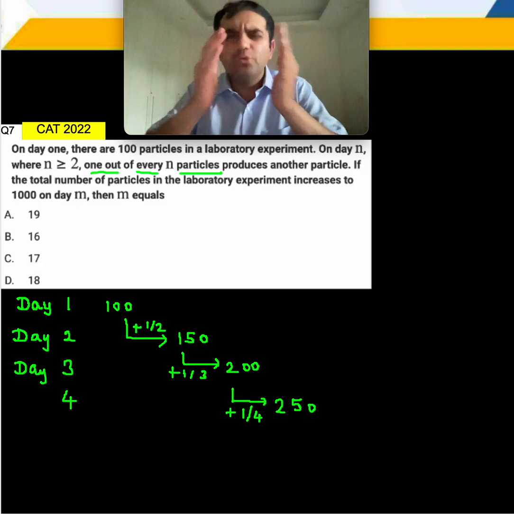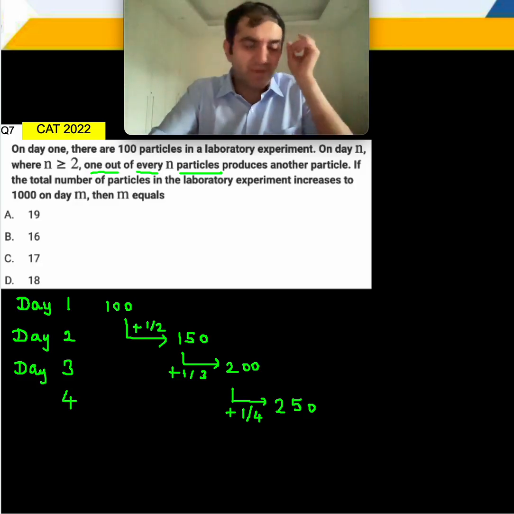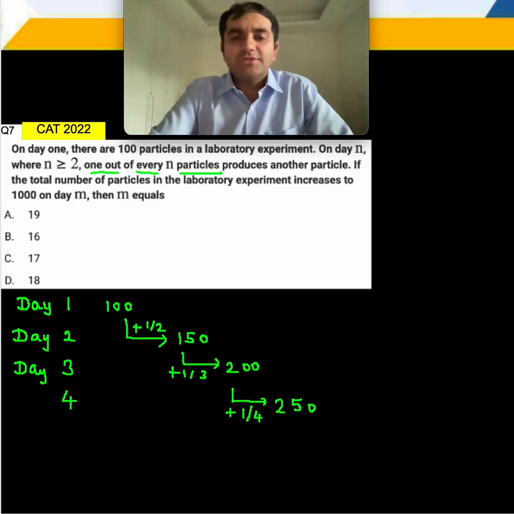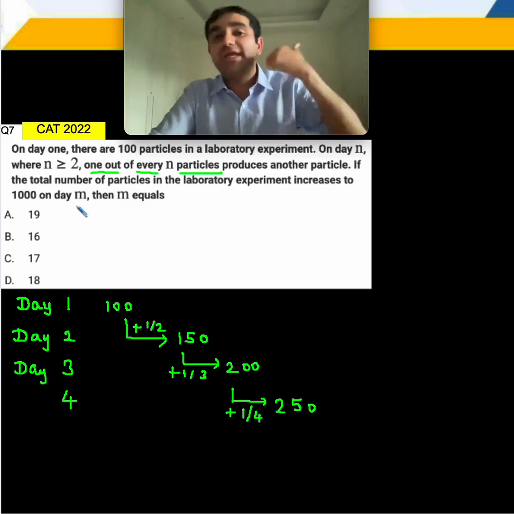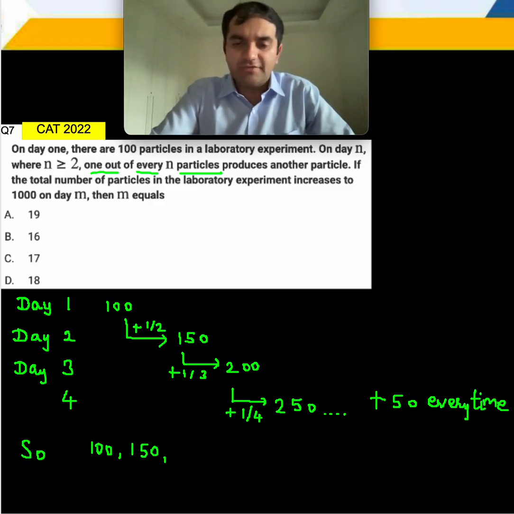What a beautiful question. It was comprehension, with a little bit of maths and patterns. So every day 50 particles are being added. If the total particles increases to 1000 on day m, find m. So dot dot dot, every day plus 50 has to happen, every time until you reach 1000. 100, 150, 200, up till the last term being 1000.